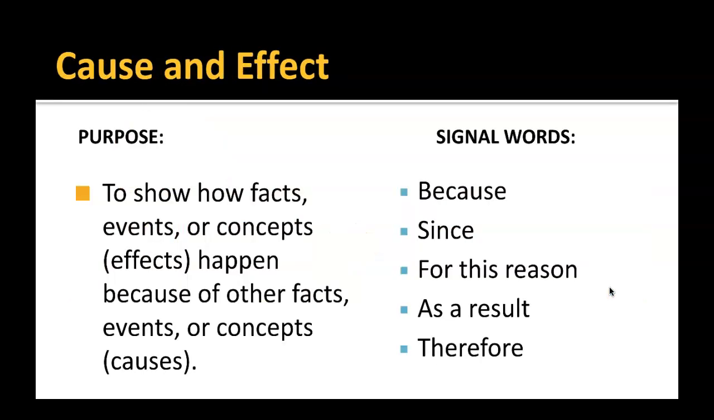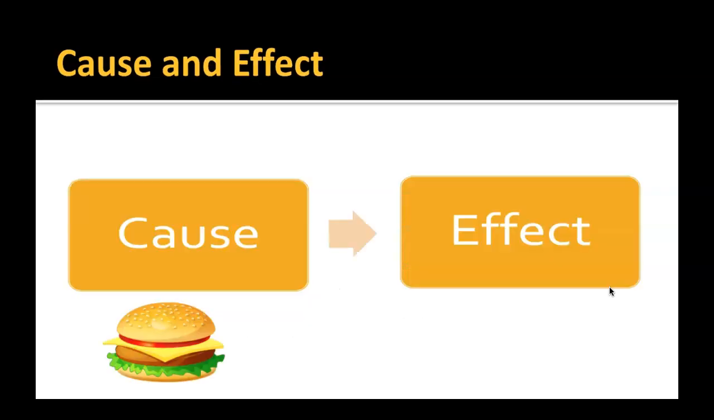Cause and effect. So people often get these confused, problem, solution, and cause and effect. So let's see how they're different. This just shows how things happen because of other things. So when you see words like because, since, as a result, you might be like, ding, ding, ding, cause and effect. Okay, so a cause and effect could be, I ate 20 hamburgers and the effect is I got a stomach ache. That is not problem and solution because getting a stomach ache isn't a solution.